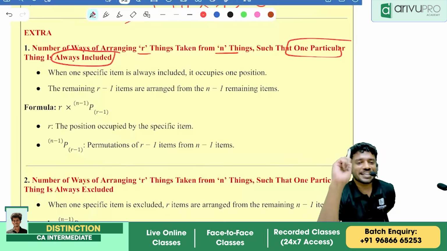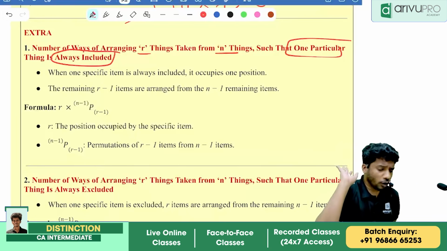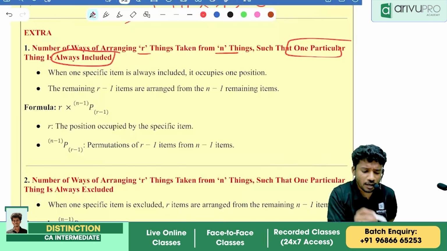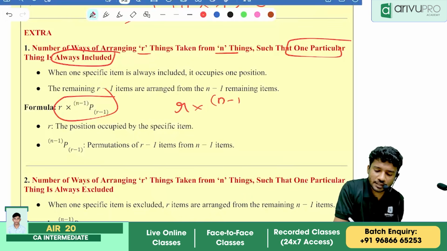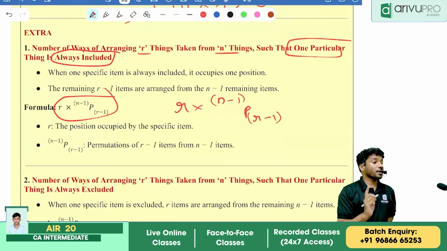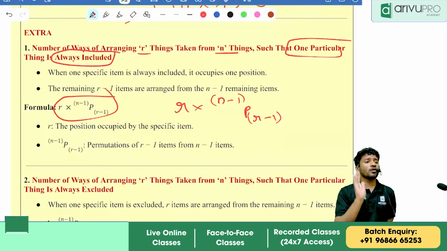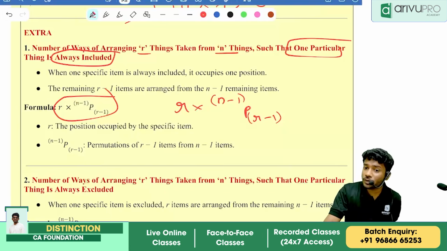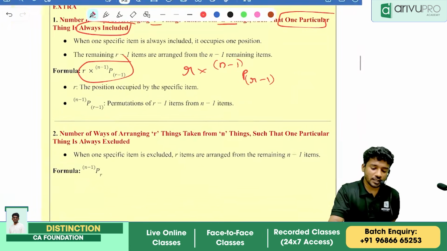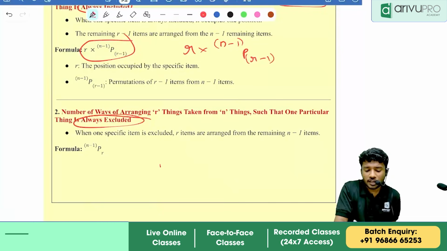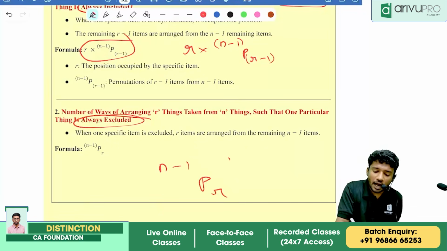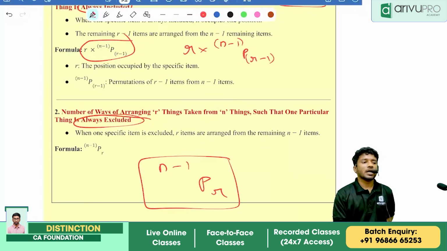Yes. Now, one person is always selected. Then the number of permutations is like this: r into n minus 1 P r minus 1. Make a note of it. One person is always selected or one person is always there means r into n minus 1 P r minus 1. Then, if one person is always excluded, n minus 1 P r. That is the formula. There were questions in the past using this logic.